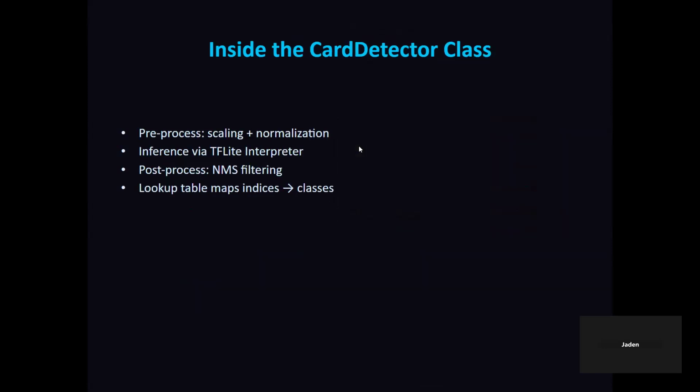Track buffers. Card detector class. So a lot of scaling and normalization, because of inference via the TF-Lite interpreter and the NMS filtering that was used, so the card is going to be detected every 15 frames per second. We only want one card version to be detected at a time.